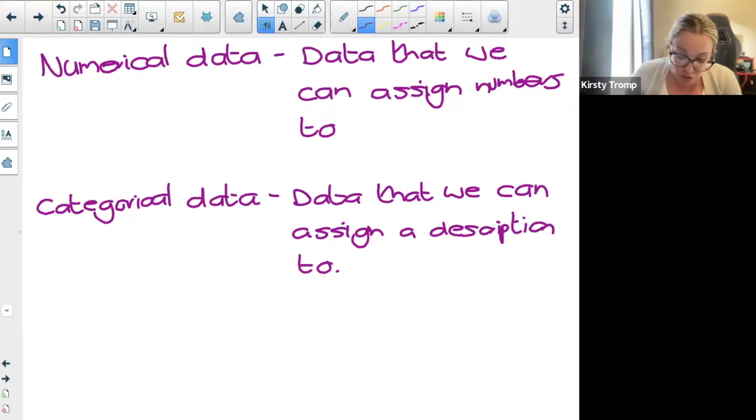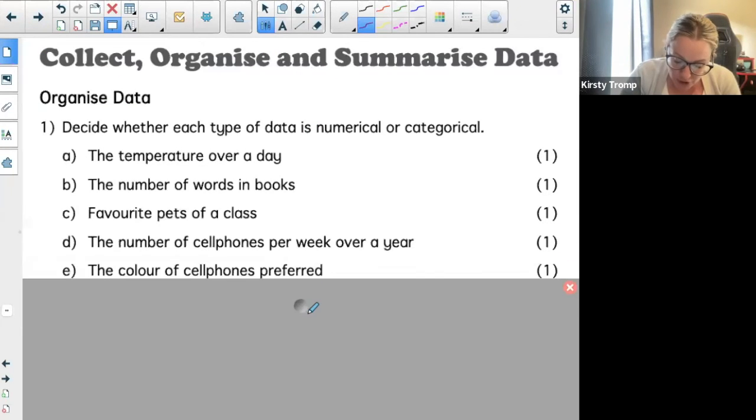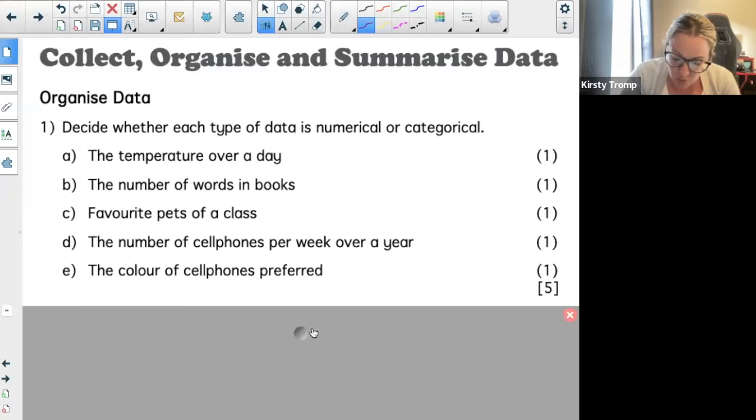Okay, so we've got numerical, numbers, and categorical. For our first question, you're going to state whether each type of data is numerical or categorical. You can put an N for numerical and a C for categorical to help yourself out so it goes a bit faster, but go and have a look at that for me.